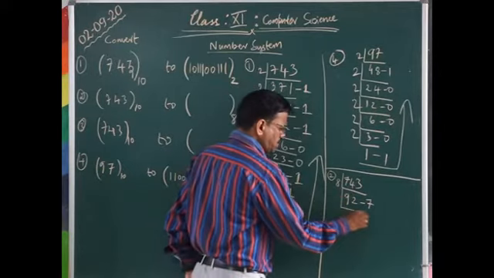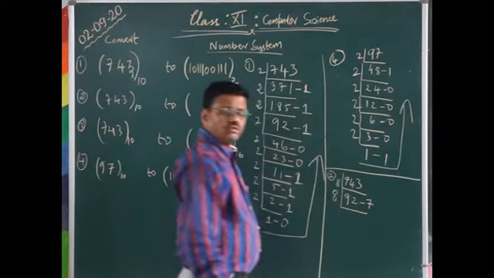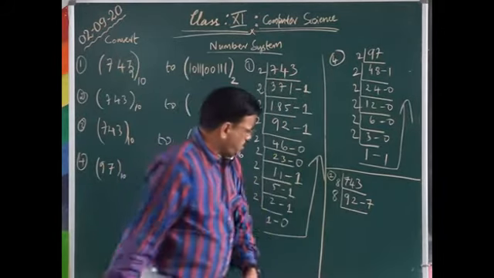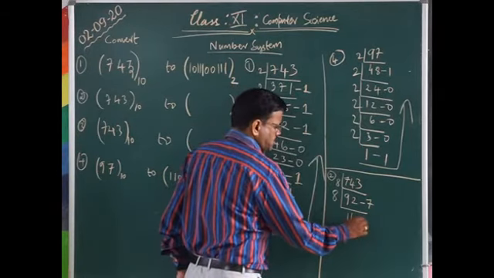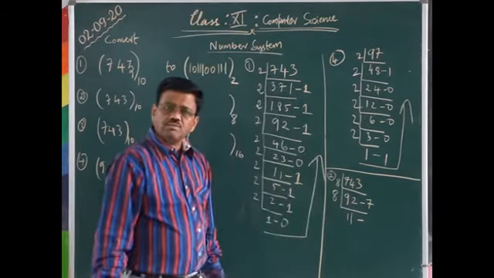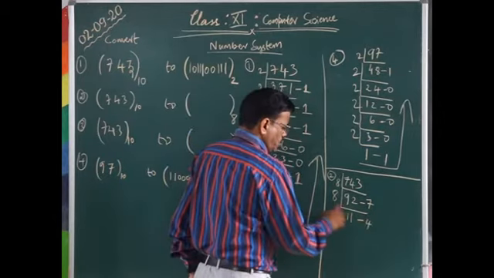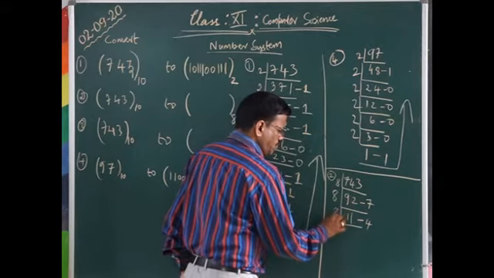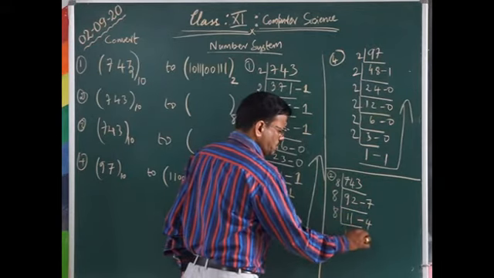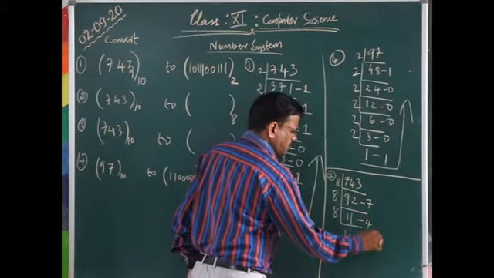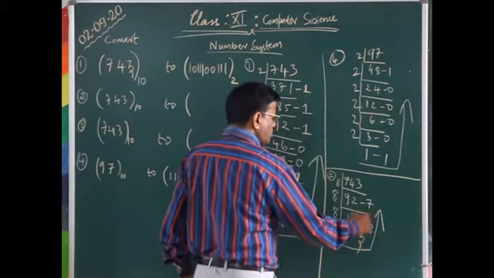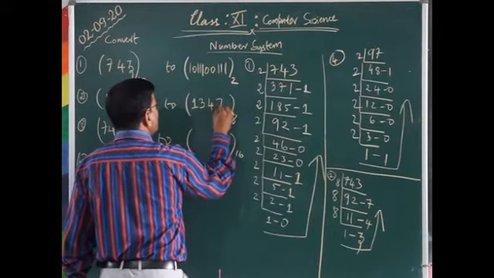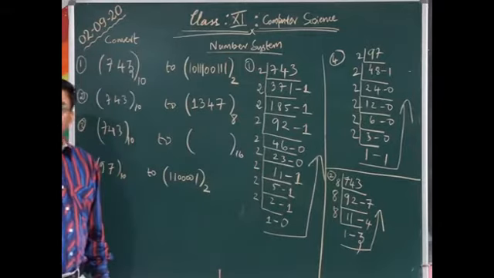Again divide this one by 8. 8 11s are 88. Remainder is 4. 8 11s are 88, 88 plus 4 is 92. Again divide. 8 1s are 8. Remainder is 3. Take the answer from bottom to top. 1 3 4 7. I repeat again, boys and girls.